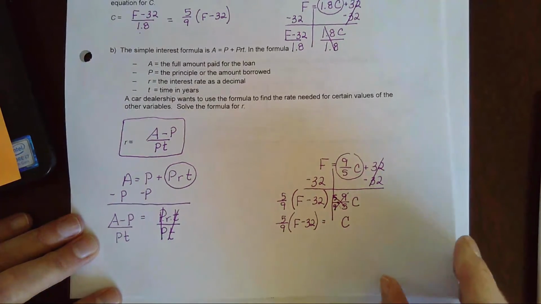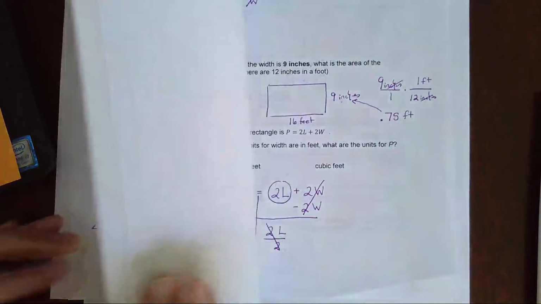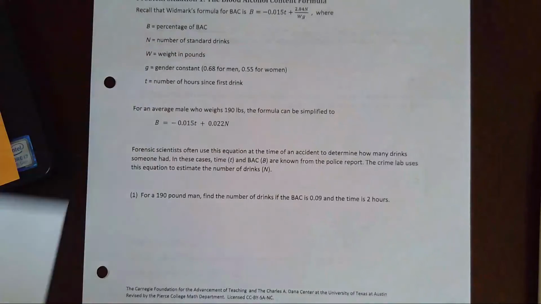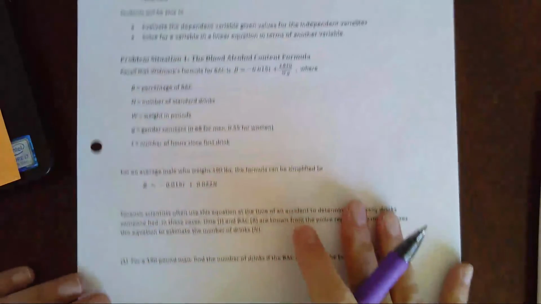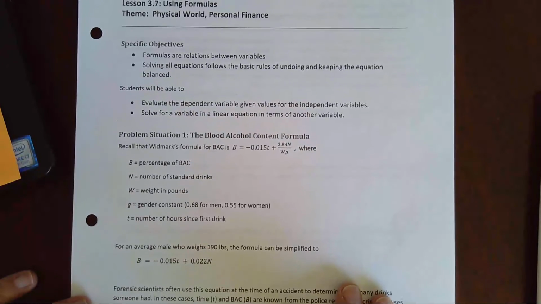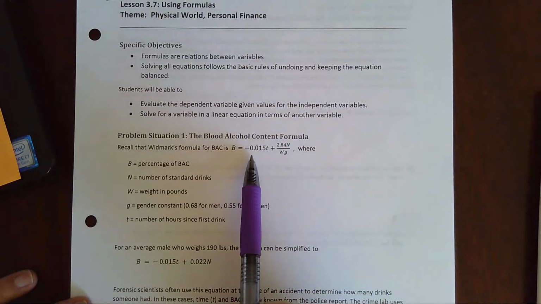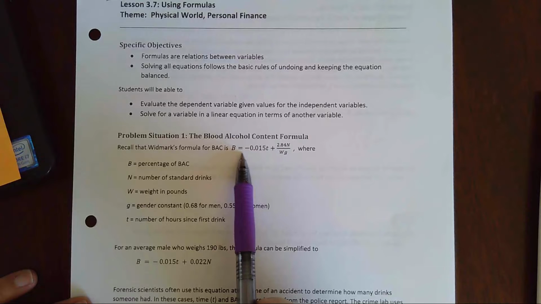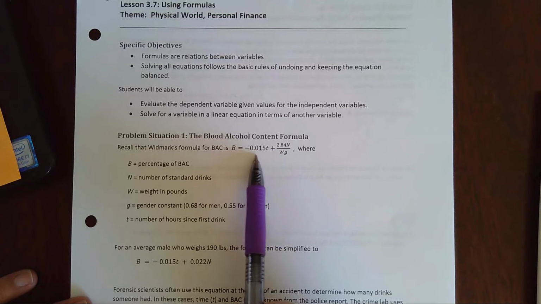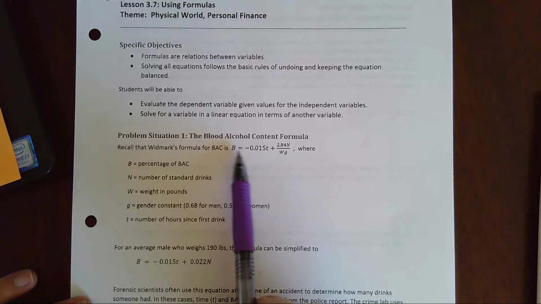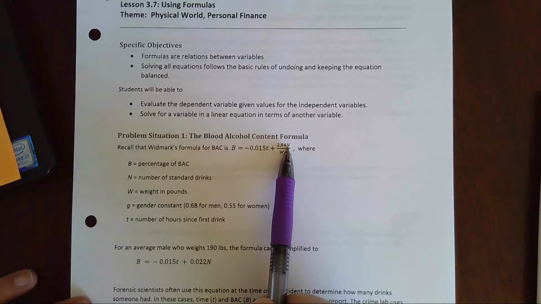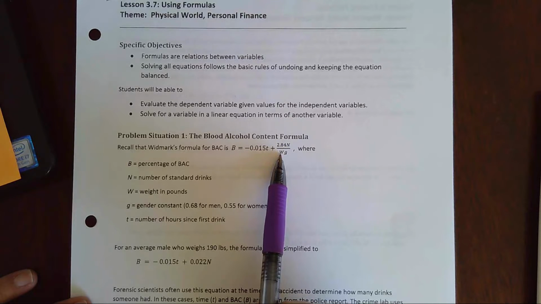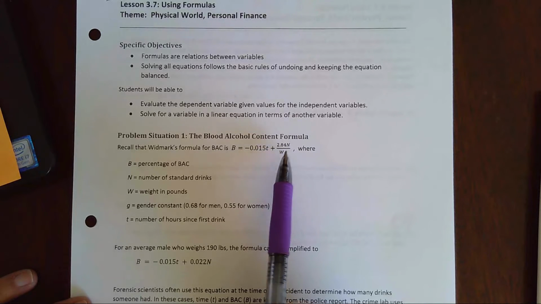All right, so let's practice some more with looking at some equations that are in this 3-7. Now, the first one is very familiar because we've already talked about blood alcohol content. We know what B means. T is time. N is the number of drinks. W is the weight of the person. And G is their gender constant.